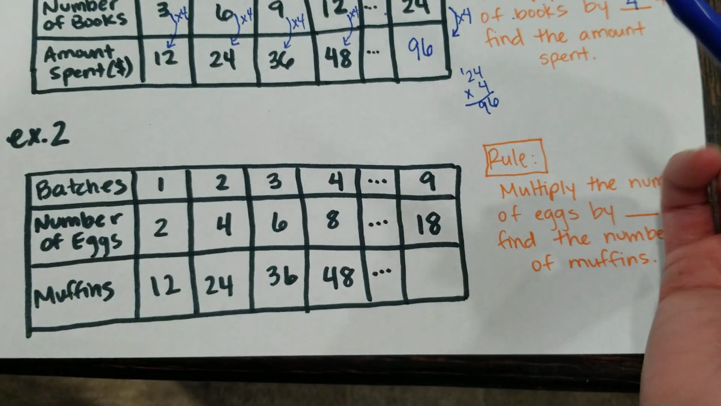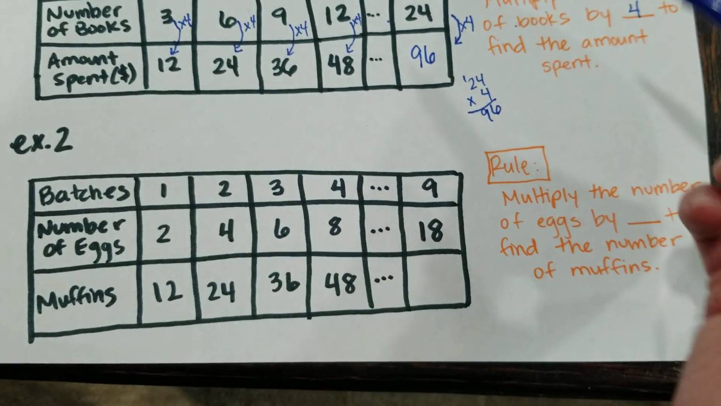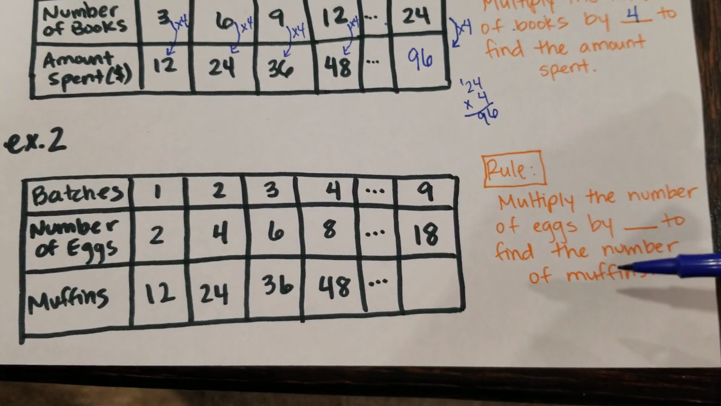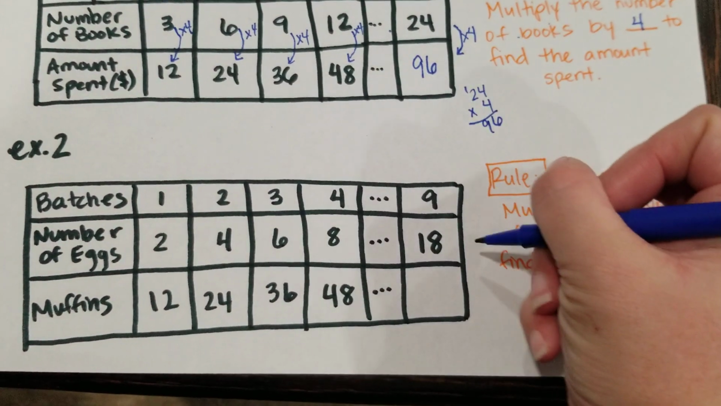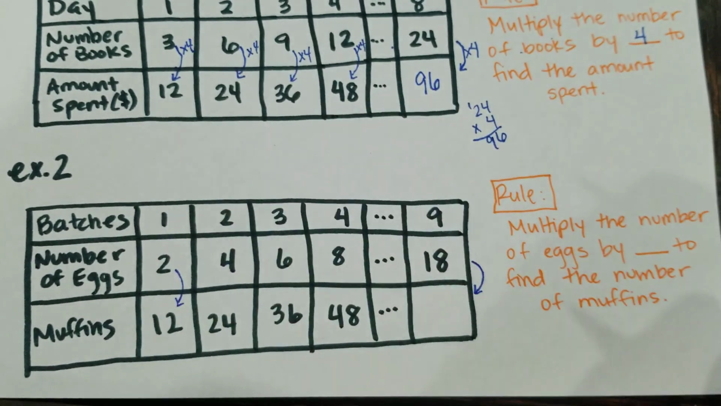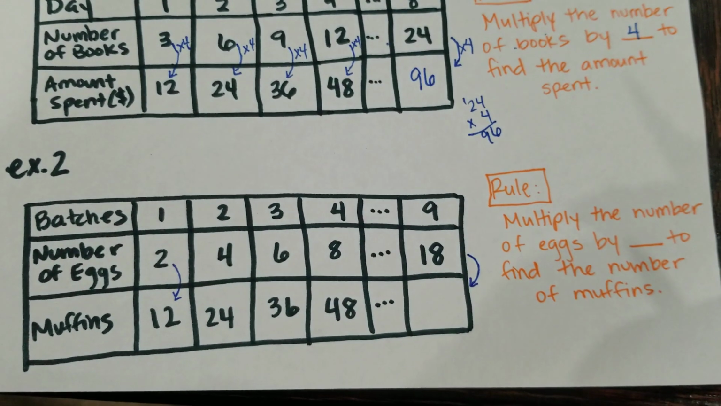Okay, so those are our numbers. That's what they represent. You need to find the rule that explains how to get from the number of eggs to the number of muffins. You need to find that rule that goes from this top row to the bottom row, from this number to this number, right? And it's got to apply to all of them, okay?